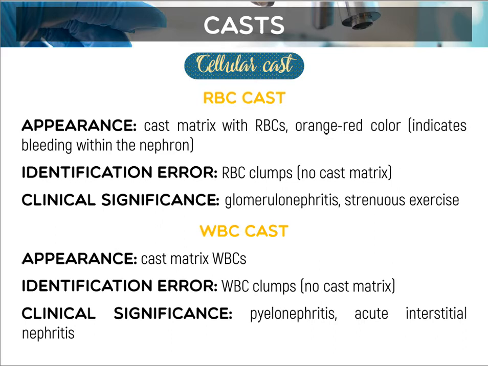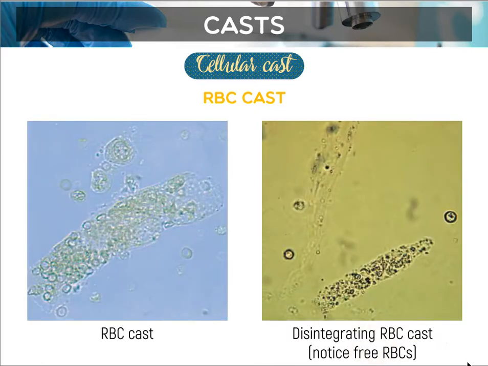Okay? So, next up, we have your WBC cast. So, same, cast matrix na WBC. So, its clinical significance is due to pyelonephritis or your acute interstitial nephritis. So, infection or inflammation within the nephron ang WBC cast, RBC cast, bleeding sa nephron. Okay, so when we talk about pyelonephritis, of course, we refer to it as your upper UTI. Pero ang cystitis, di ba, ang lower UTI.